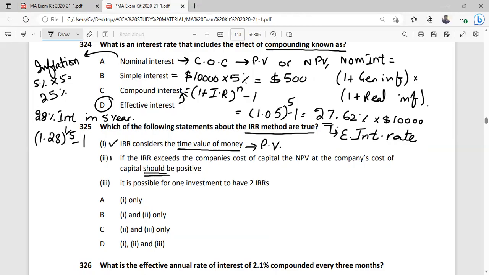This is also correct. It is possible for one investment to have two IRRs, yet there is a problem which is called the IRR problem or multiple IRR problem. That's why these are correct. But in your syllabus in F2, the examiner is not discussing multiple IRR problems. Any question?